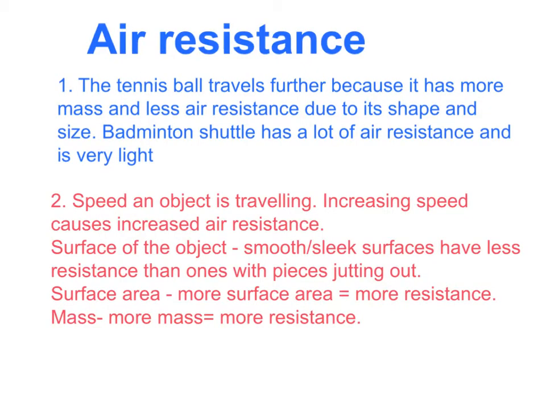The last questions we're going to answer are on air resistance. Looking at a tennis ball and a shuttlecock, if they're hit with the same speed and the same angle of release and from the same height, which one would travel further and why? So the tennis ball, it's got a lot more mass, that means it's heavier than the badminton shuttlecock, and it's got less air resistance due to its shape. It's just nice and round, whereas the badminton shuttlecock has a lot more air resistance. So the tennis ball will travel much further there.